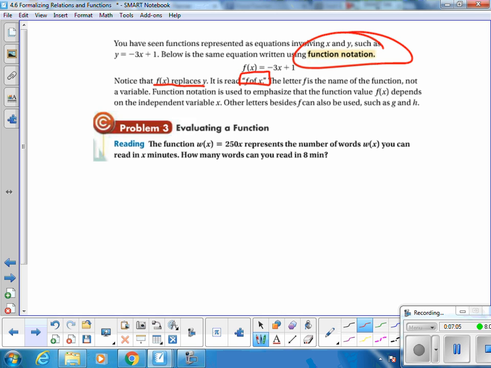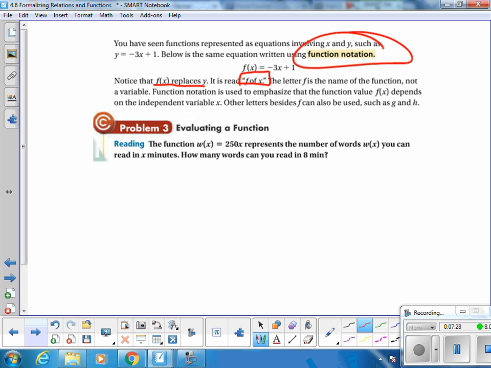So the function notation is used to emphasize that the function value of x depends on the independent variable of x. Other letters besides x can also be used, such as g and h. And they play out as a function of g or a function of h and the such. So we're going to try it out on this one.